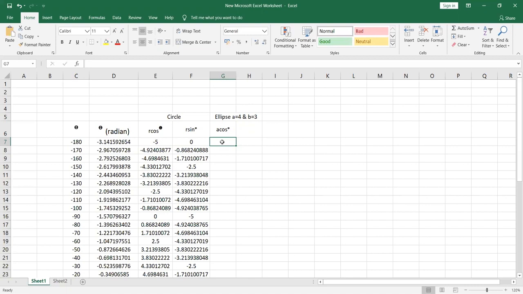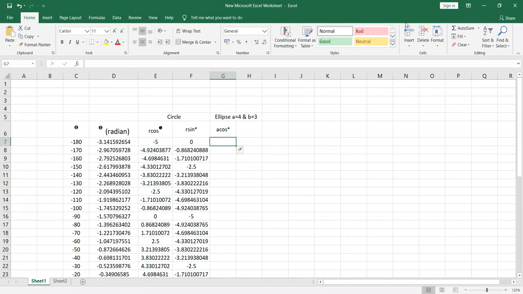Now which function should we use here for a cos theta? Can anybody tell me about this? A cos theta, which function? Tell me fast, quick. This function we have to use.